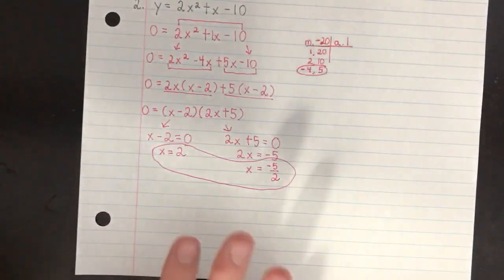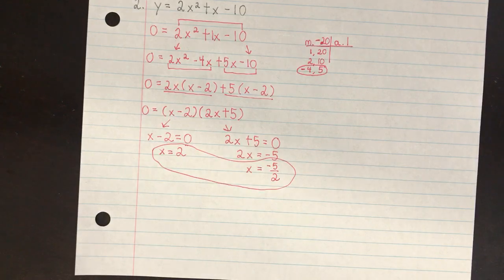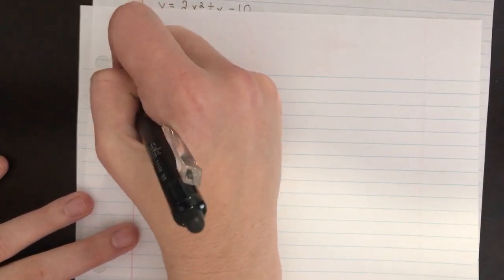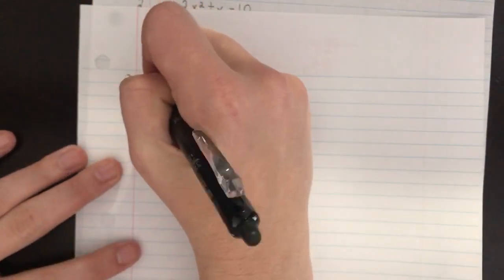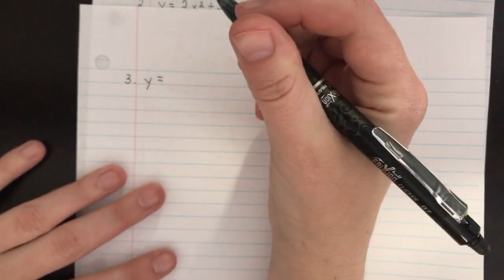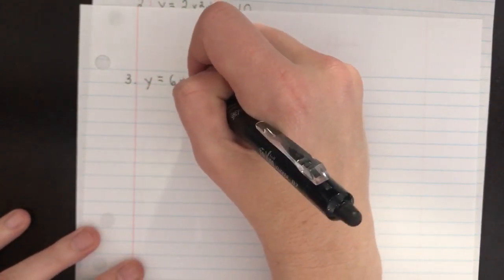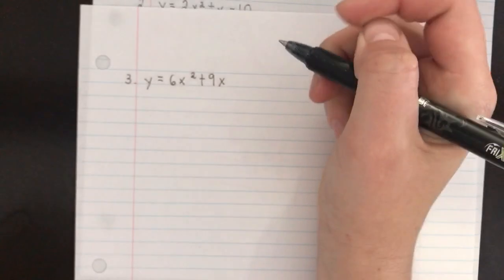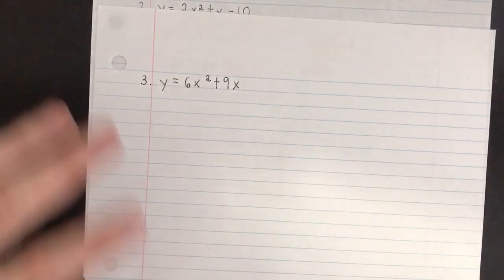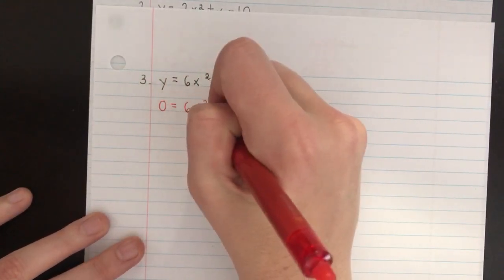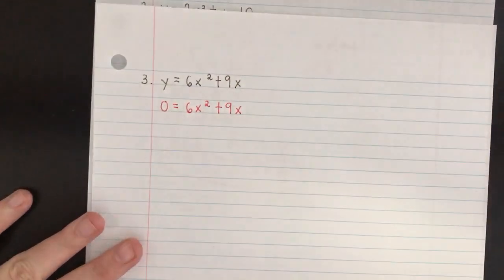All right, so I hate to get a whole new piece of paper, but I think it's probably necessary. I don't think we're going to have enough space. So on number 3, we've got y equals 6x squared plus 9x. Alrighty, so here, first step, we're going to plug in 0 for y, we've got 6x squared plus 9x.